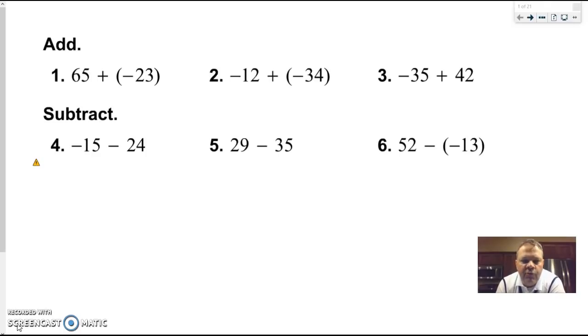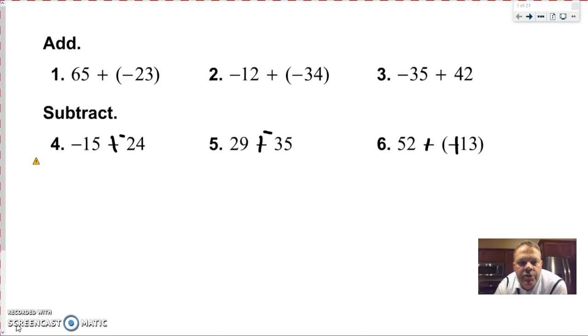What I would like you to do first for your warm-up is to see if you can solve the 3 addition problems using same sign add, different sign subtract, and the 3 subtraction problems by changing it to add the opposite. Please pause the video, try these 3 addition and these 3 subtraction problems. When you are finished, please restart the video and we will go over the answers.